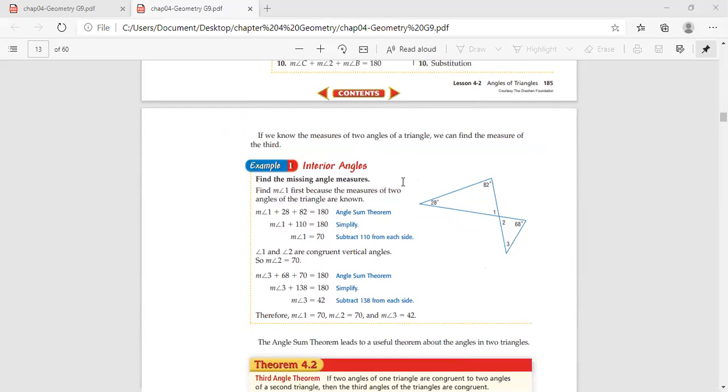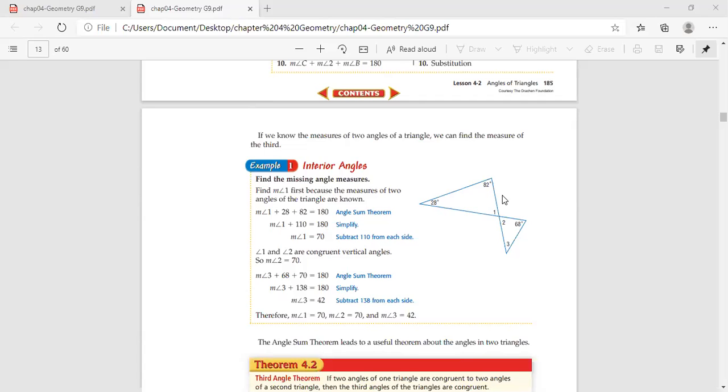If we want to solve a question like this, how can we find the measure of angle 1, grade 9? It is 180 minus the sum of 82 and 28, because the measure of angle 1 plus 28 plus 82, their sum together equals 180, and this is the angle sum theorem.